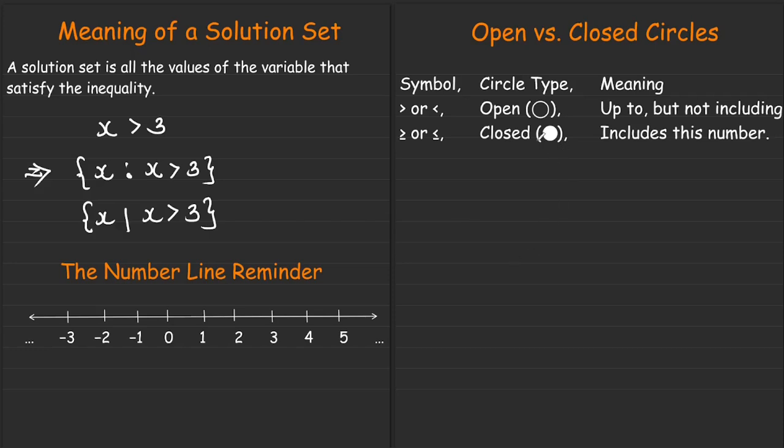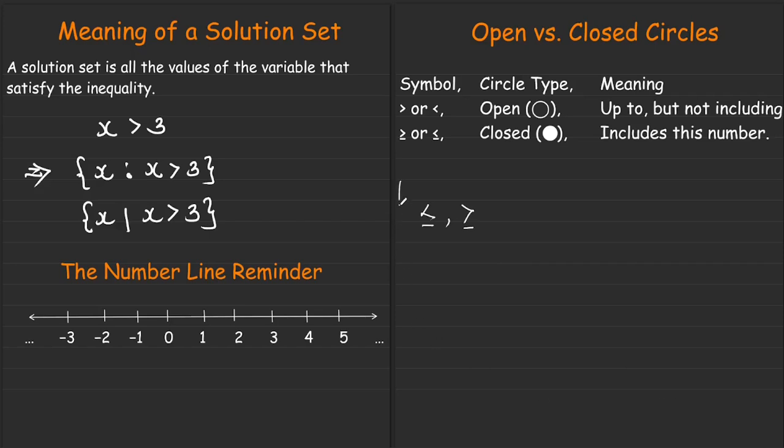Then the closed circle is talking about what? Less than or equal to, or greater than or equal to. So these are the two circles we need to know before we can do our representation.